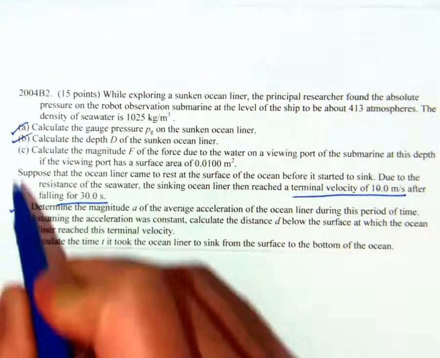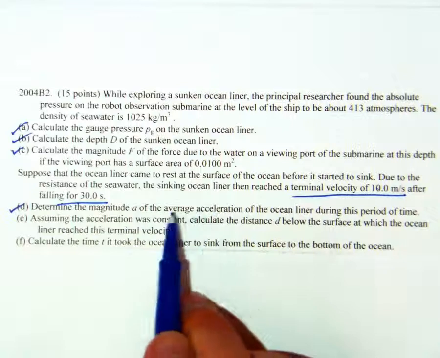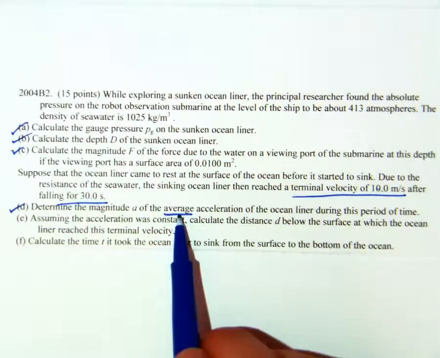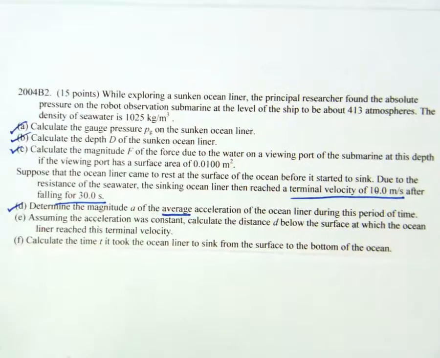D asks us to determine the magnitude of the average acceleration. I love seeing the word average. It's going to simplify the calculations. Average acceleration of the ocean liner during this period of time. Well, do not overthink this one.